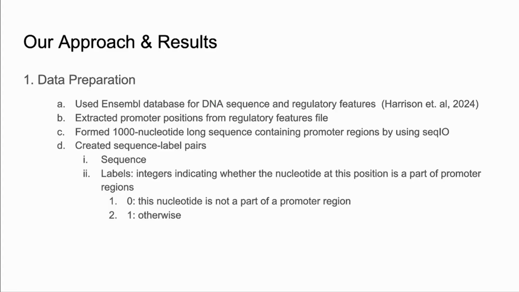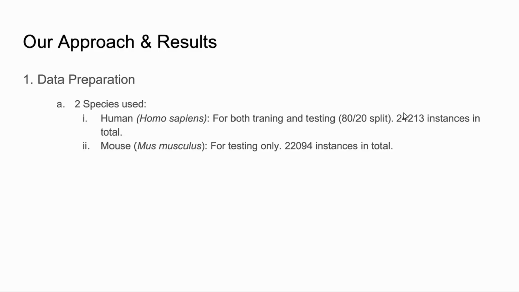Then we created sequence-label pairs. The sequence is the DNA sequence, and labels are integers indicating whether the nucleotide at this position is part of the promoter region. 0 means this nucleotide is not part of the promoter region, and 1 means this nucleotide is part of the region. We use two species for training and testing. First of all, human. We use it for both training and testing with an 80-20 train-test split. There are 24,213 instances in total. To test whether our model can generalize to other species, we also use mouse for testing only. There are 22,094 instances in total.